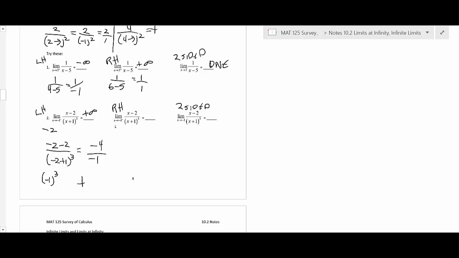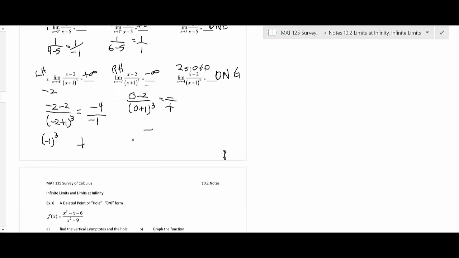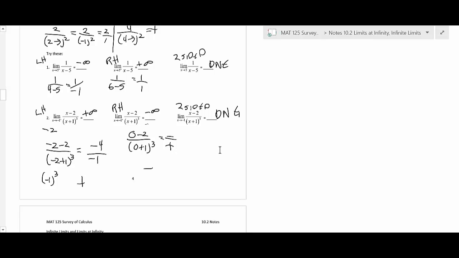Okay, what's a good number to use for the right-hand limit at negative 1? I'd go with 0. So we'll just do 0 minus 2 over 0 plus 1 to the third. The way I'm going to do this is the numerator is negative, correct? What's the denominator? It's positive, right? What's a negative divided by a positive? Negative. So that means the answer is negative infinity. That's all you're doing is figuring out the sign, plus or minus. What's the two-sided limit's answer? Does not exist because they're different. That's it. So that's how you do it. No graphing required. Is everybody okay with what I just did there?